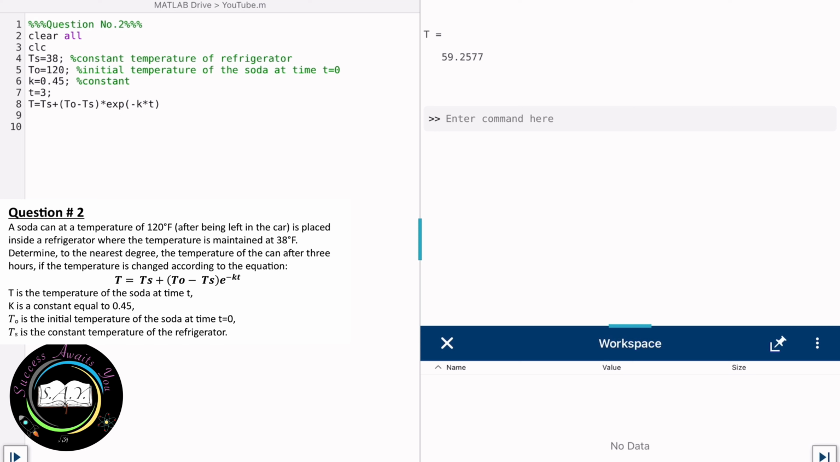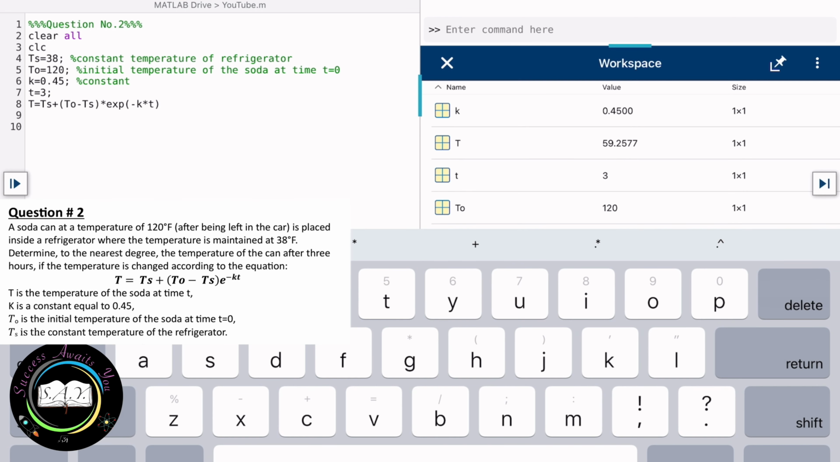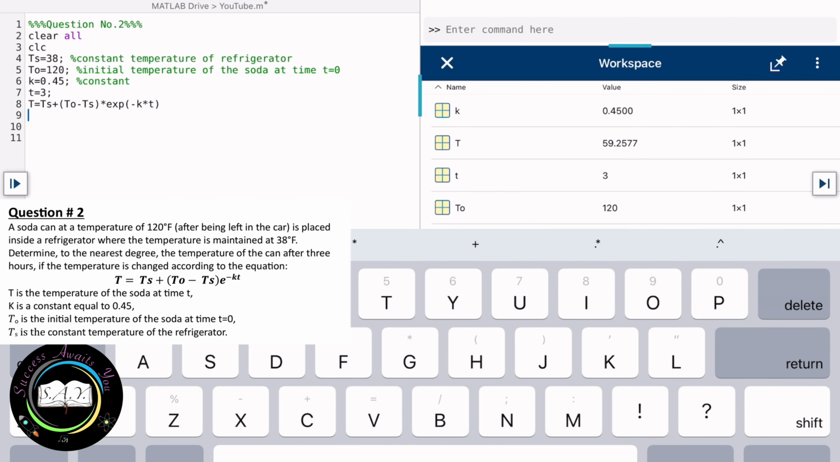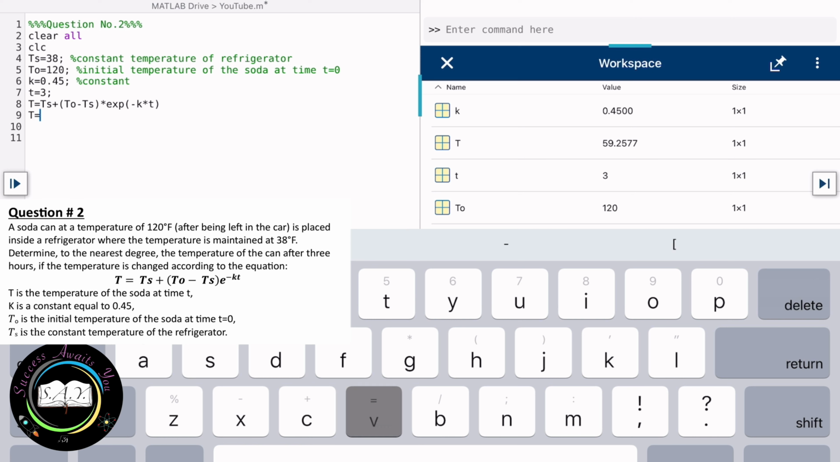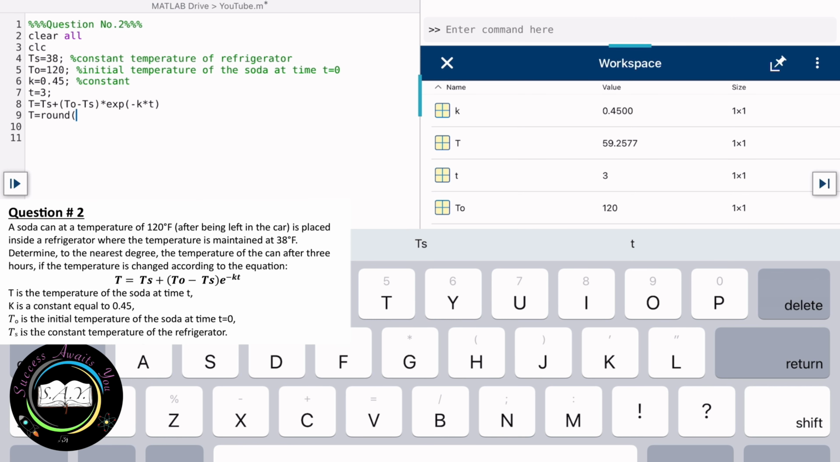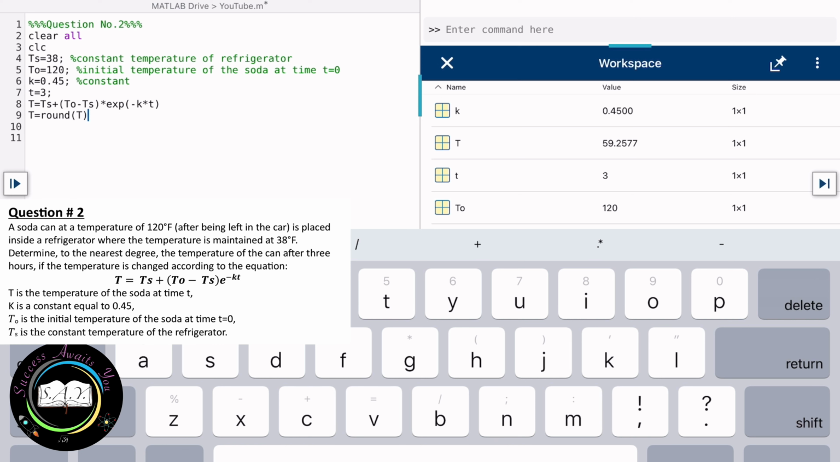The answer that comes is 59.2577. Since it is in decimal, and in the question it was said that the temperature should be to nearest degree, we will use the round command so that MATLAB rounds off our answer. Now, when we run it, our final answer is 59.